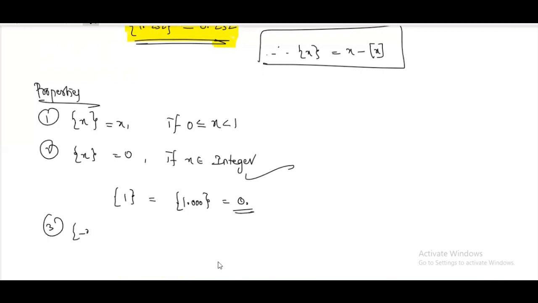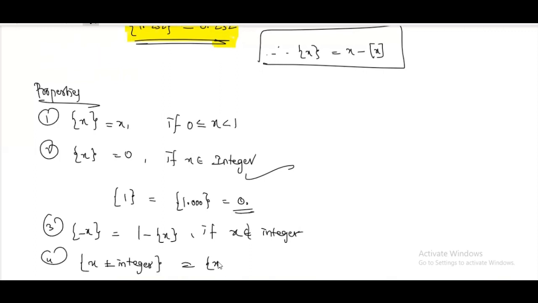The fractional part of minus x is equal to 1 minus the fractional part of x, if x does not belong to the integers. Next, the fractional part of x plus or minus an integer doesn't matter; it is just the fractional part of x only.